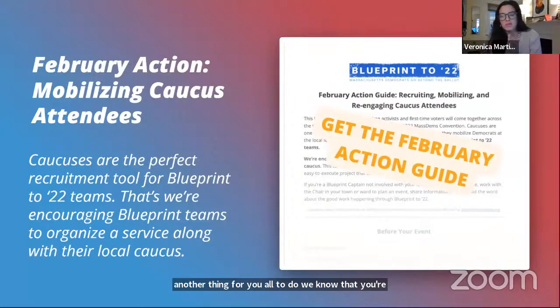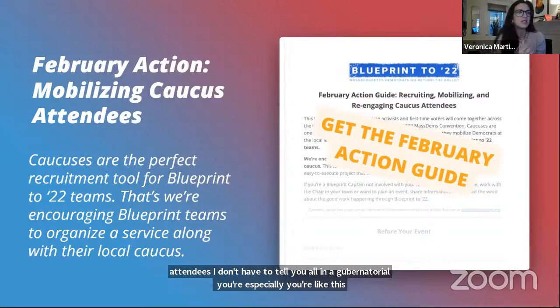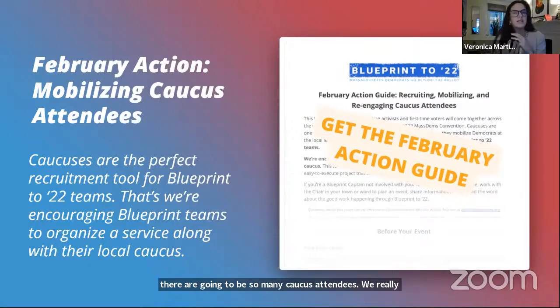And so for January, we really focused on centering it around MLK Day because we knew a lot of communities and committees would be doing activities for MLK Day. Similarly, for February, we know that many areas will be hosting caucuses. And so we see that as an opportunity to bring in new folks. There will be so many caucus attendees. I don't have to tell you all in a gubernatorial year, especially a year like this, there are going to be so many caucus attendees. We really want to recruit, mobilize, and re-engage them for Blueprint as well.